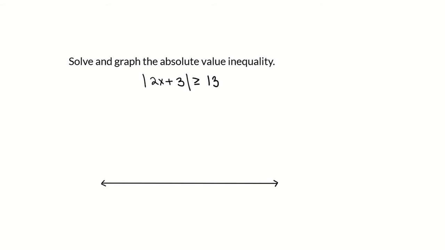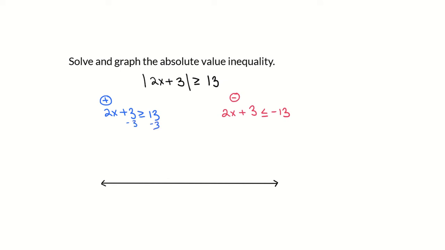Example 2, solve and graph the absolute value inequality. Absolute value of 2x plus 3 is greater than or equal to 13. We'll set up the positive equation, which is exactly what's written there without the absolute value signs. 2x plus 3 is greater than or equal to 13. And then the negative equation, 2x plus 3, flip the inequality so that it says less than or equal to, and change the number to negative. And then we'll solve both of these independently.